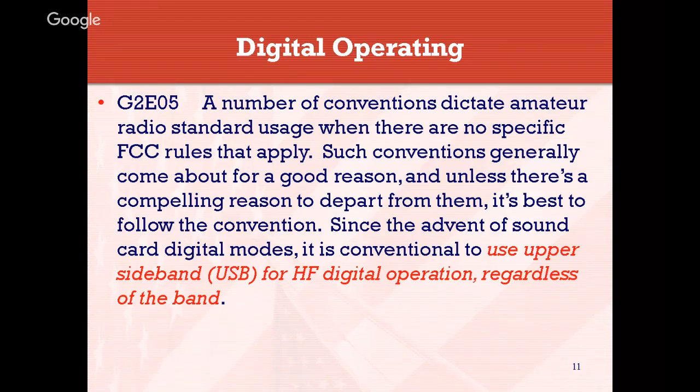There are a number of conventions that dictate amateur radio standard usage when there are no specific FCC rules that apply. Such conventions generally come about for a good reason, and unless there's a compelling reason to depart from it, it's best to follow convention. Since the advent of sound card digital modes, it is conventional to use upper sideband for HF digital operation, regardless of the band. And I know that they said lower sideband before. So this is one of those confusing issues that you're just going to have to tuck away in the back of your head.